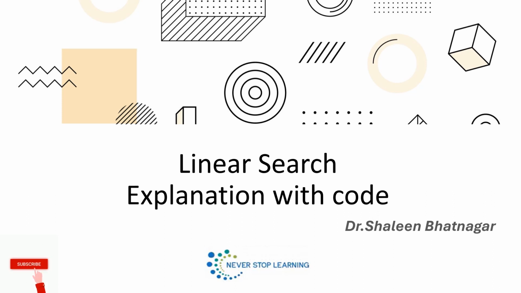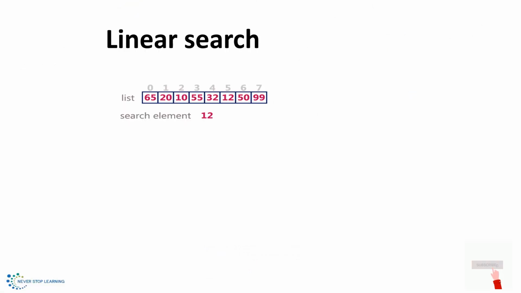Hello everyone. So today we are going to unravel the simplicity and the beauty of the linear search algorithm. It's like finding your favorite book on an unorganized shelf. Here, take a look at this example. We are on a mission to find the number 12. Now, how do we do it with linear search?